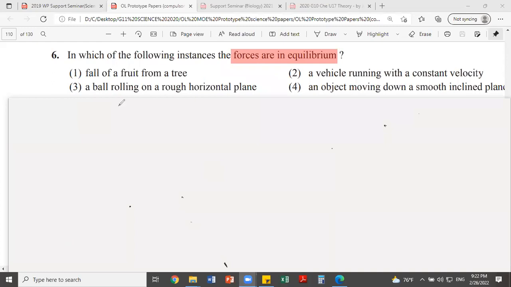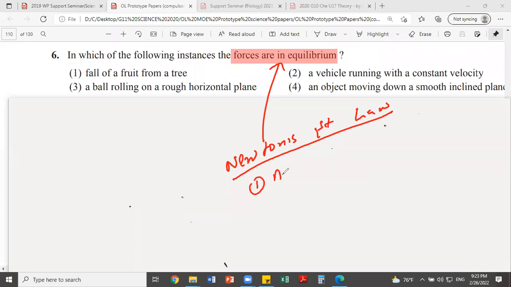Remember, if forces are at equilibrium, it is under Newton's first law. Please write that, everyone. Newton's first law means what? Either at rest or moving with constant velocity. I don't know how many of you can remember Newton's first law. At rest or constant velocity. Constant means uniform. Constant velocity. Is that clear?